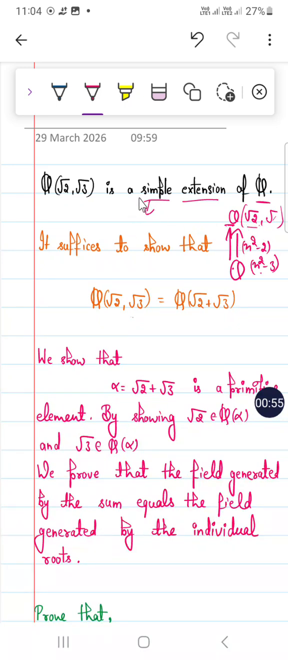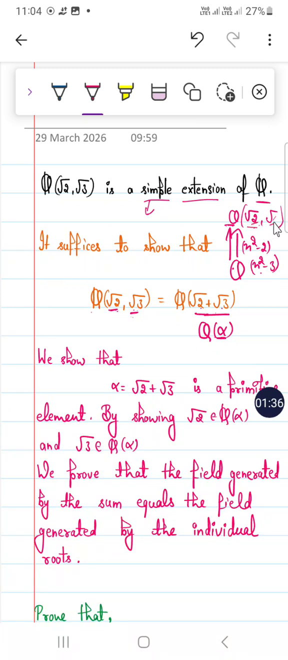But when we say that it is a simple extension, we need to prove that there exists only one element of the type Q(alpha), where alpha is root 2 plus root 3. After adding this, it equals both of these, roots of different polynomials existing in the field, which equals adding only a single element to the field. Then it is called a simple extension. Simple extension means there exists an algebraic extension.